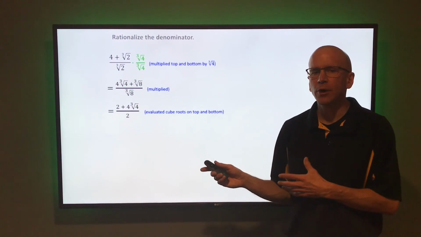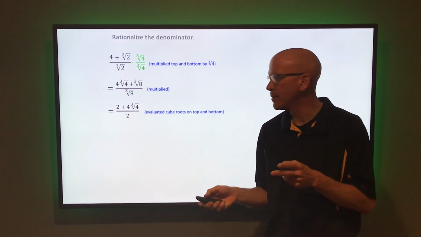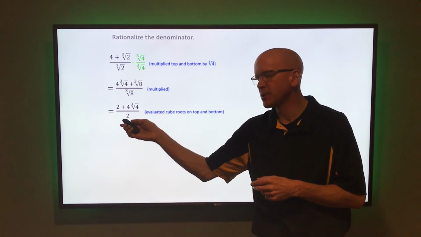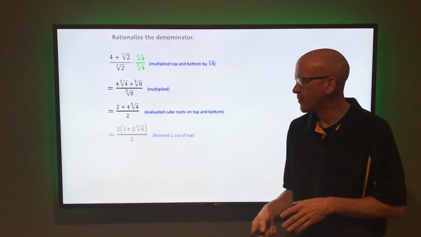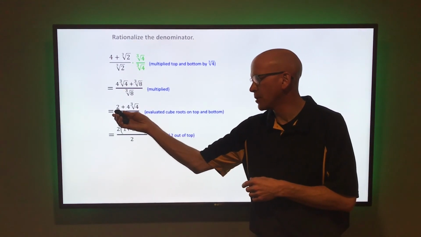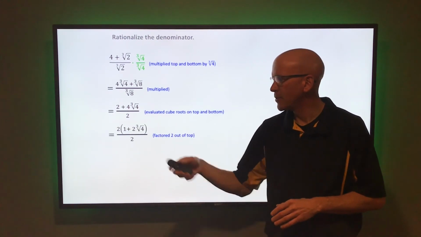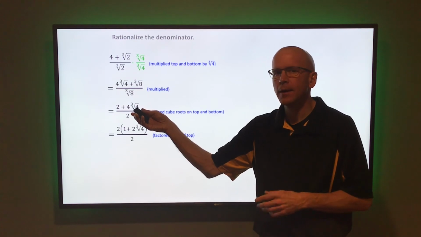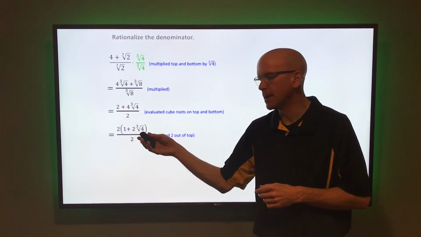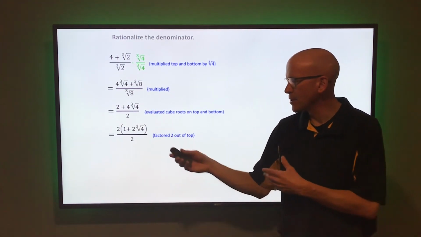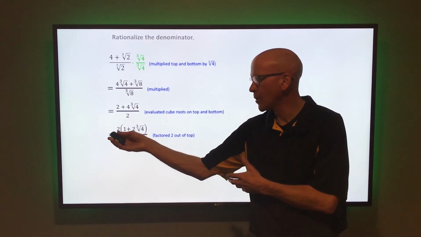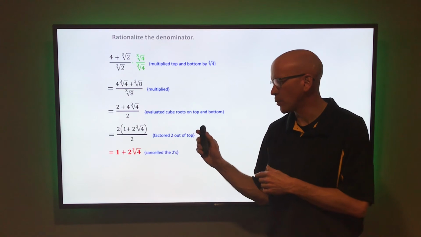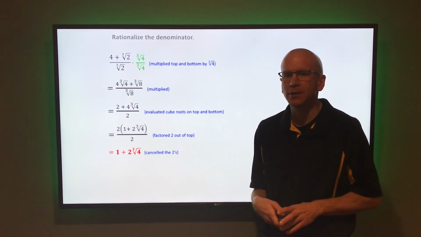If you look at that numerator, 2 is a common factor. So if we factor a 2 out of the numerator, you'll be able to cancel that with the 2 in the denominator. Divide each term in the numerator by 2. 2 divided by 2 is 1. Divide 4 times the cube root of 4 by 2, that's going to be 2 times the cube root of 4. And now you can cancel the 2 in the denominator with that 2 outside the parentheses in the numerator. So if you cancel those, you would be left with 1 plus 2 times the cube root of 4.